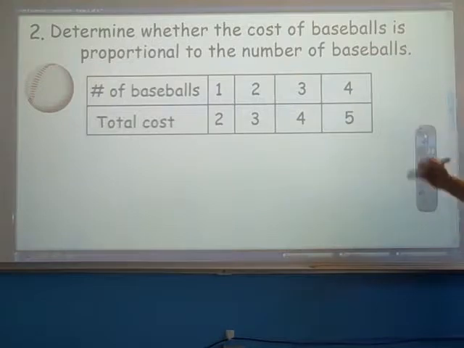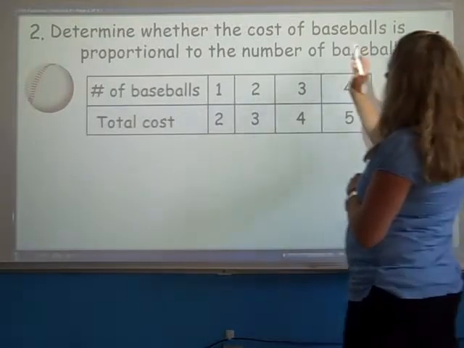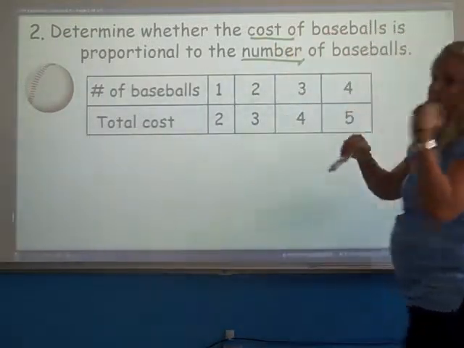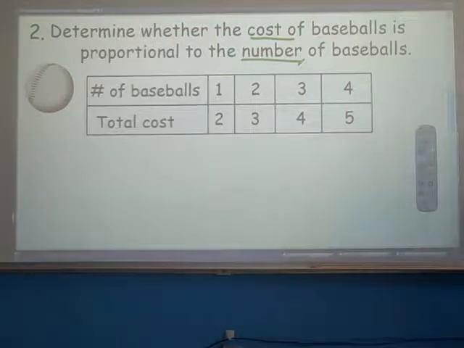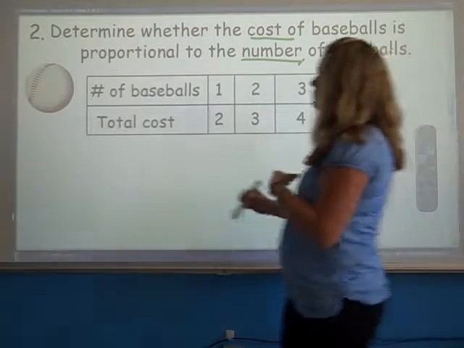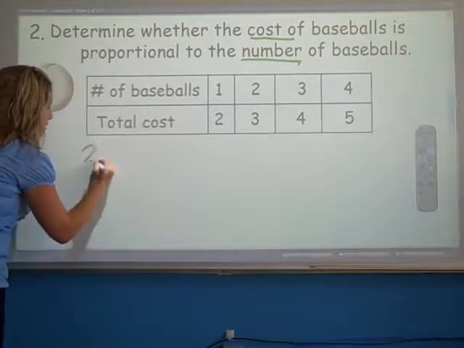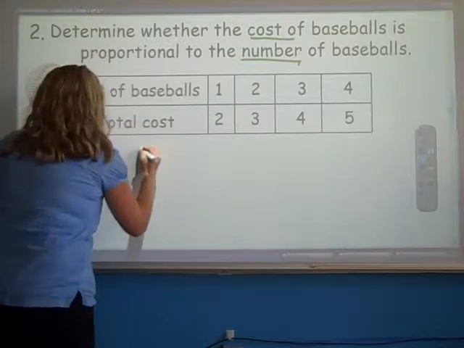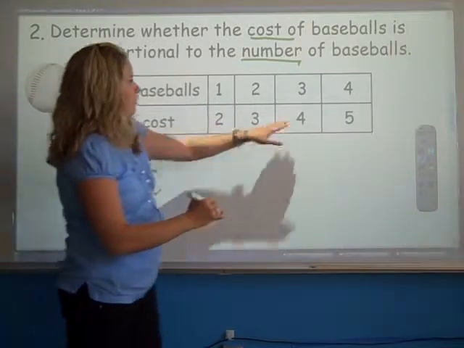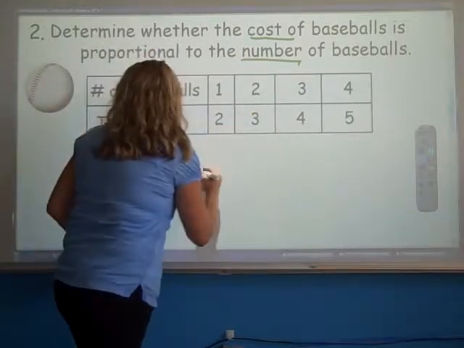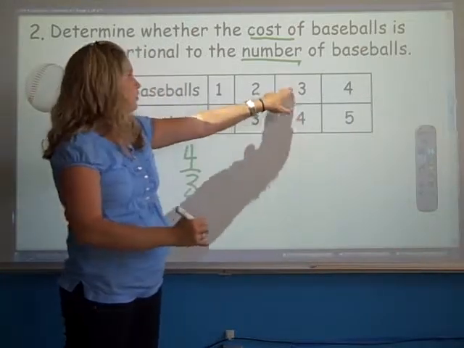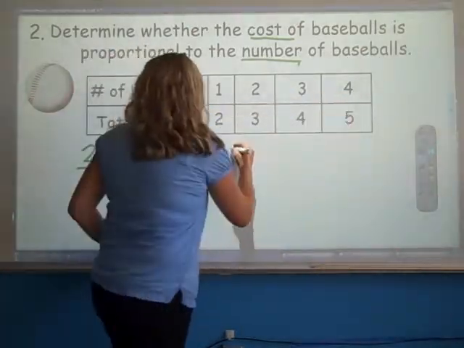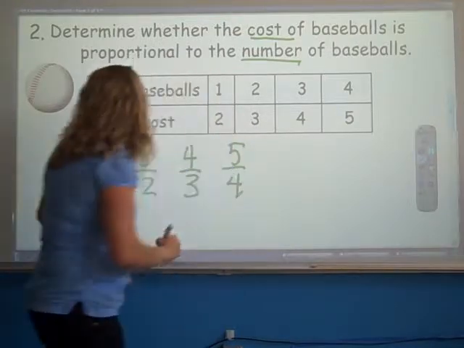Determine whether the cost of baseballs is proportional to the number of baseballs. So we're doing cost to the number. So cost is going to go on top, the number is going to go on the bottom. Okay. So I have 2 to 1, cost to number of baseballs. 3 to 2. I have 4 to 3. So $4 for 3 baseballs. $5 for 4 baseballs.